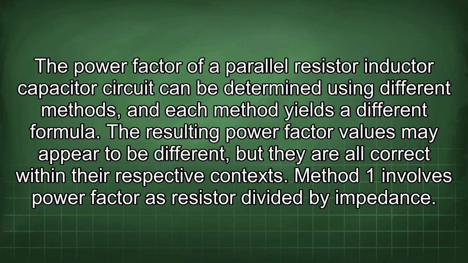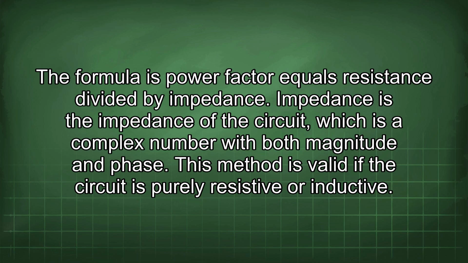The power factor of a parallel resistor inductor capacitor circuit can be determined using different methods, and each method yields a different formula. The resulting power factor values may appear to be different, but they are all correct within their respective contexts. Method 1 involves power factor as resistor divided by impedance. The formula is power factor equals resistance divided by impedance.